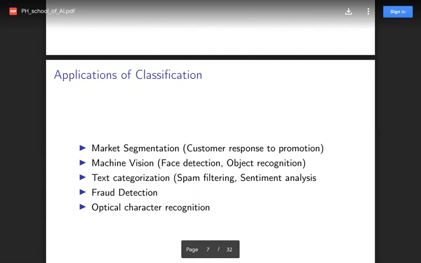Then you have text categorization, something like spam filtering, where you want to classify whether an email is spam or not. Another example could be sentiment analysis, where you want to understand the emotions in text. Those are some applications of classification algorithms.